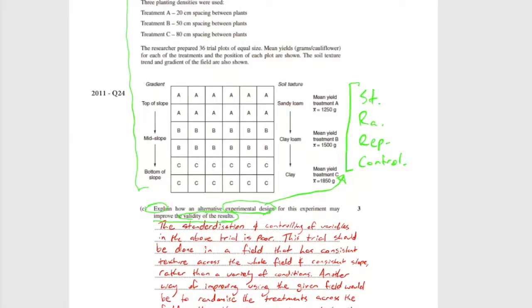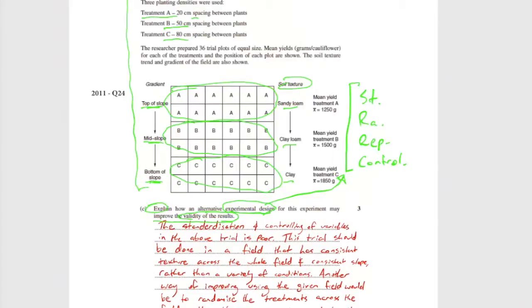So it says a researcher in the field conducted a field experiment to determine the effects of plant density. Treatment A had 20 centimeters between plants, treatment B 50 centimeters, and treatment C 80 centimeters. And so you can see up here we have A, all grouped together. Down here we have B grouped together and C grouped together. Now the problem with this experiment is it was done on a sloping land. So we have like top of the slope, mid slope, and bottom of the slope, so kind of a hill. And then we have different soil texture as well. So we have sandy loam, then clay loam, and then clay.